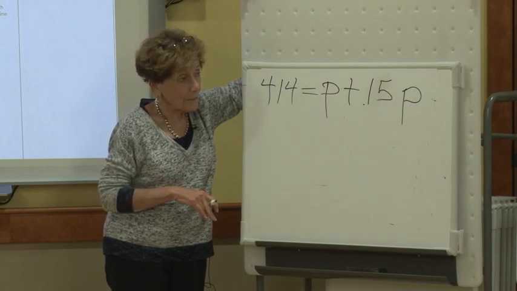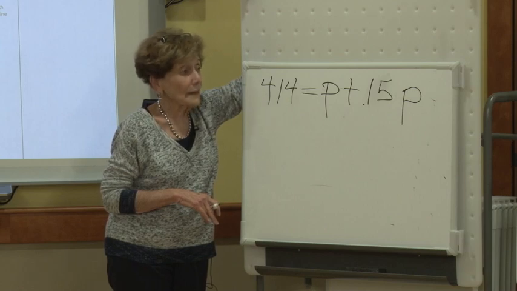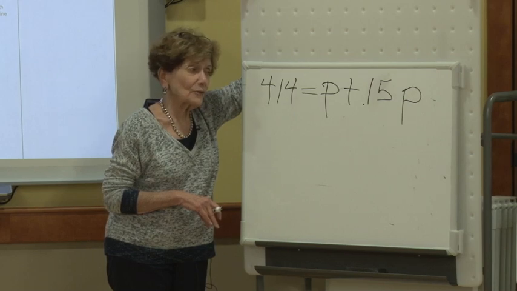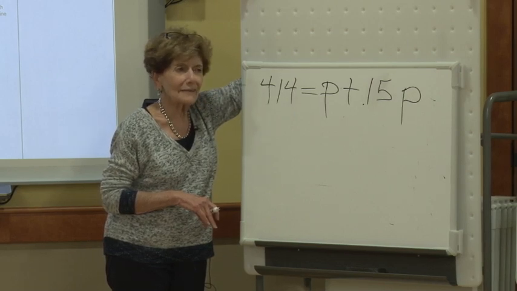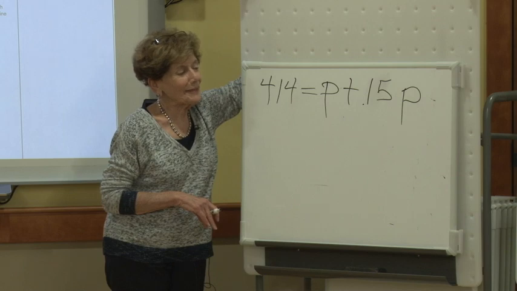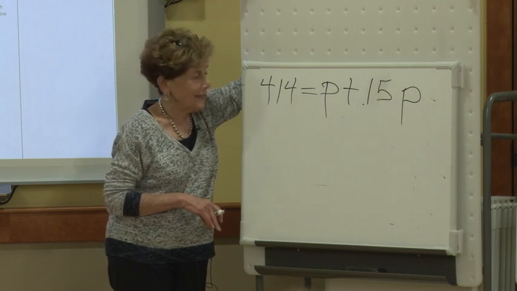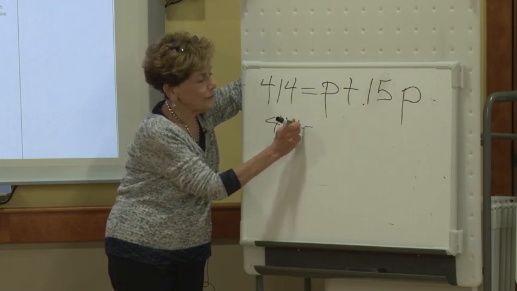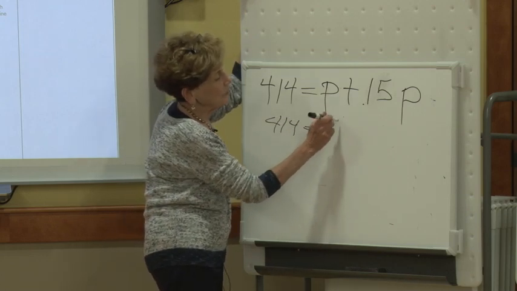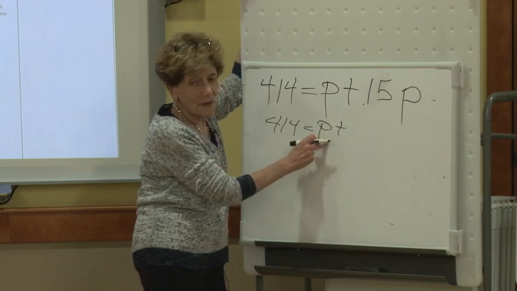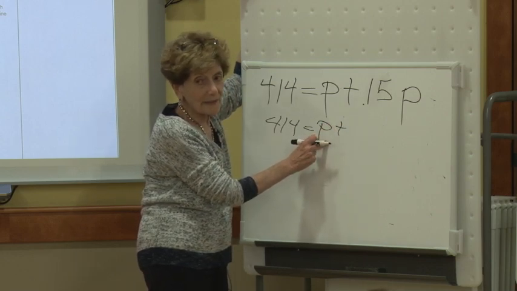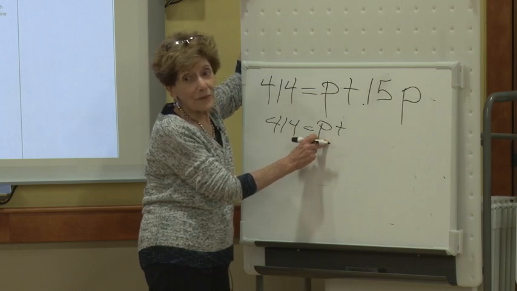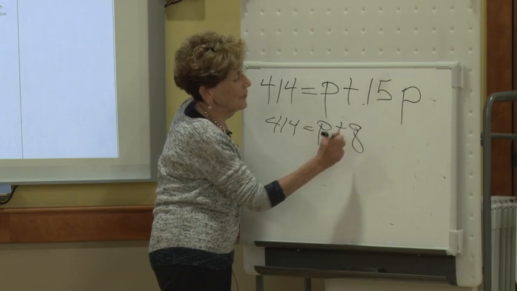So why we put the P twice? I thought it was supposed to be two different variables. Well, okay. Oh, that's an excellent question. You could have done 414 equals the price plus, oh dear, if we're going to use P for price, we can't use P for profit. Anybody got another letter? Q. Okay, is that our profit?